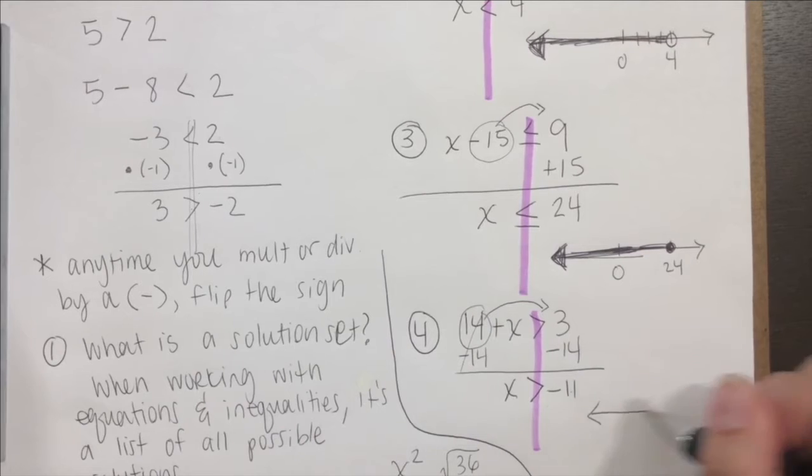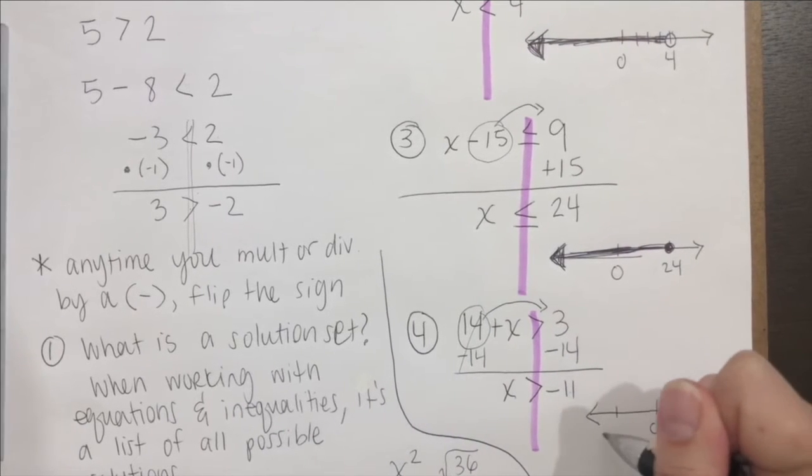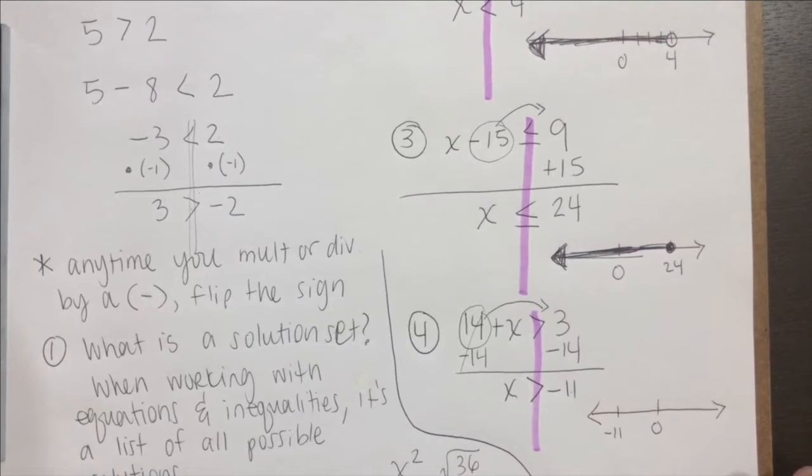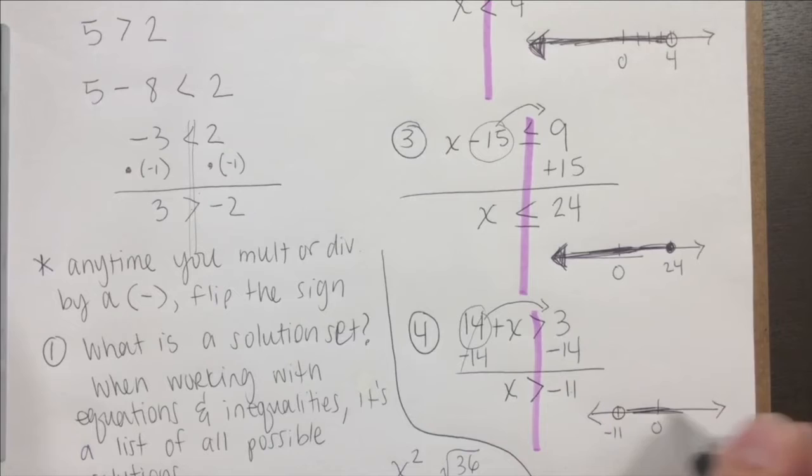If we draw that out, we'll have a number line. We'll have negative 11. We'll have an open circle because it does not include negative 11, it's just greater than, and then we shade positive.